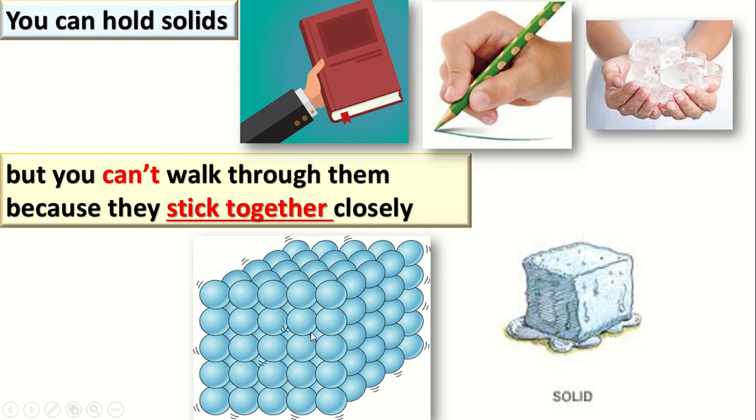What is the meaning of stick together? They are hugging each other. So we can't walk through the solid because the parts of the solid stick together. We can't put our hand through it because the parts of the solid stick together.